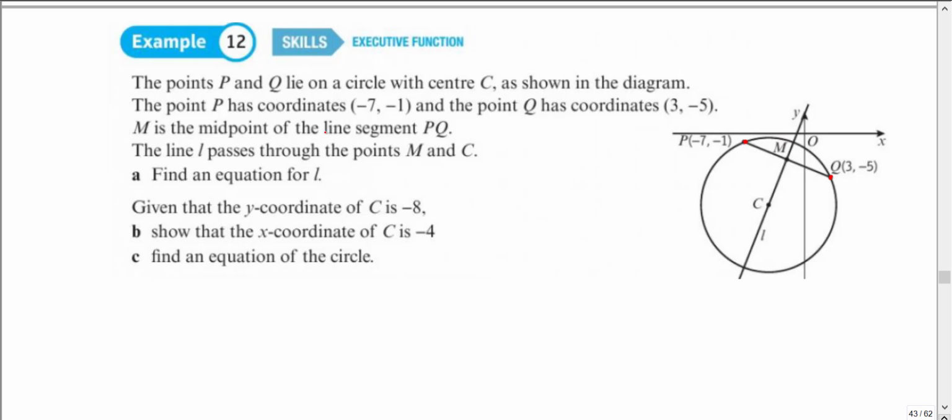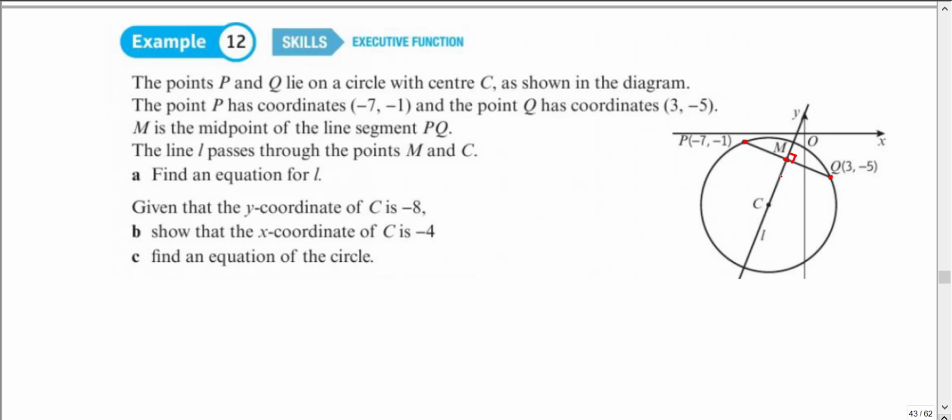They say M is a midpoint here, M, the midpoint of PQ. The line L, it's this line, the one perpendicular to PQ, passes through the points M and C. This line passes through the point M and the center. Then directly this is perpendicular. Okay, it says find an equation for L.